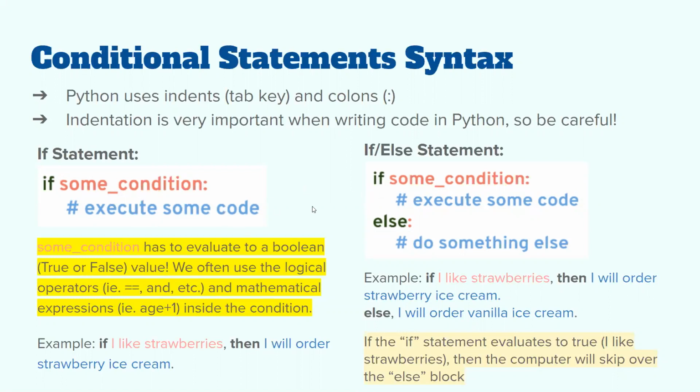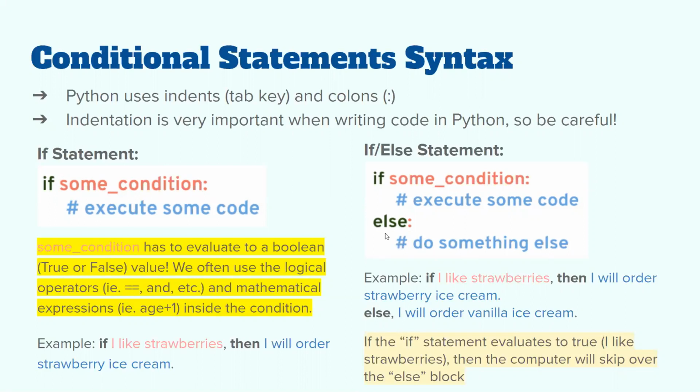So that's our if statement. Now we also have this thing called an else statement. An else statement is basically a piece of code that's executed if the if statement is false. So if some condition ends up being false, then it automatically goes down and executes the code in else.